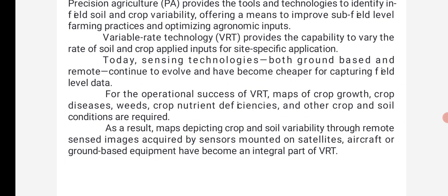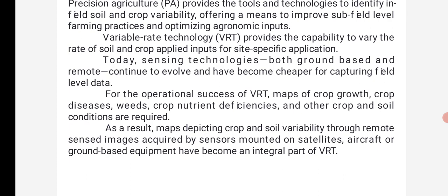Today, sensing technologies, both ground-based and remote, continue to evolve and have become cheaper for capturing field-level data. For the operational success of VRT, that is variable rate technology, maps of crop growth, crop diseases, weeds, crop nutrient deficiencies, and other crop and soil conditions are required.